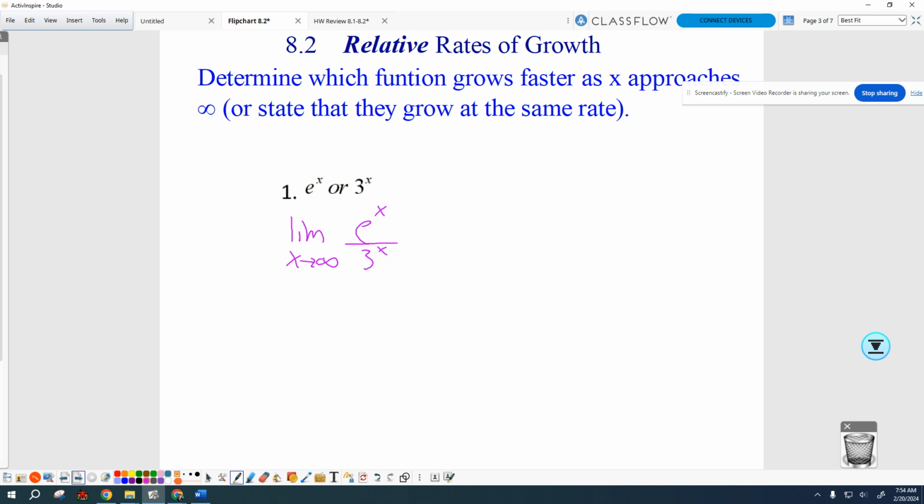Ooh, and this was weird. So, did it matter which one? No.